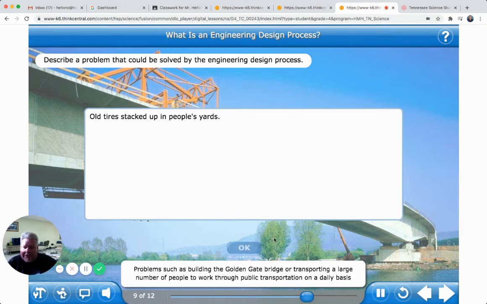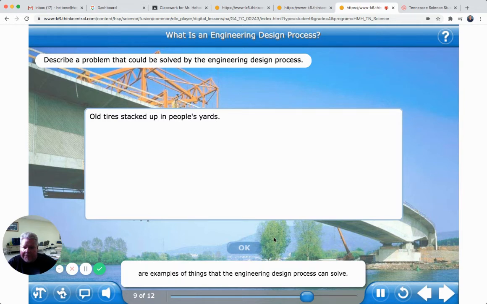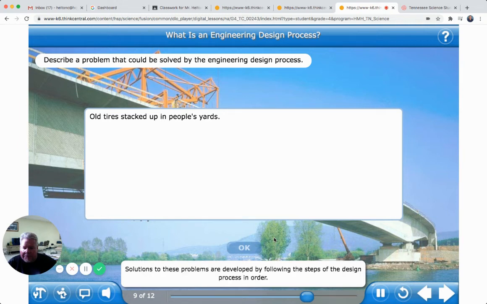Problems such as building the Golden Gate Bridge or transporting a large number of people to work through public transportation on a daily basis are examples of things that the engineering design process can solve. Solutions to these problems are developed by following the steps of the design process in order. These steps are to find a problem, plan and build, test and improve, redesign, and communicate the results.